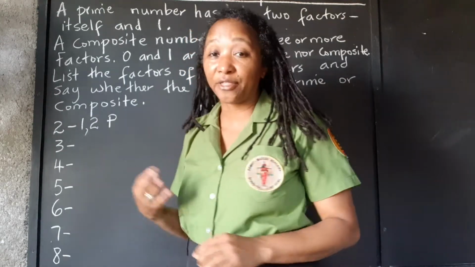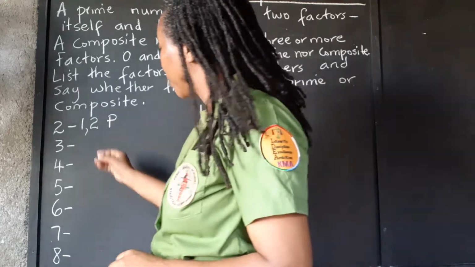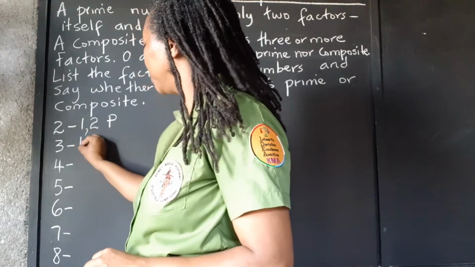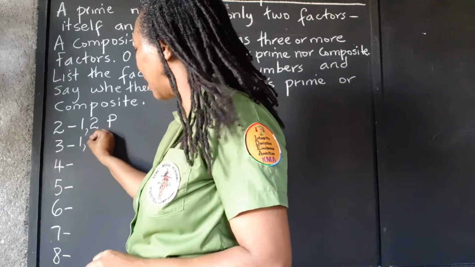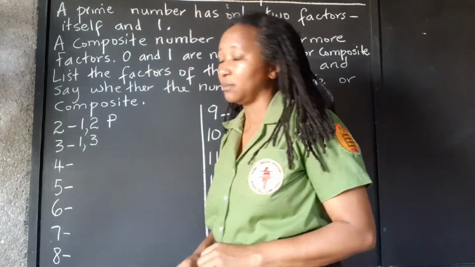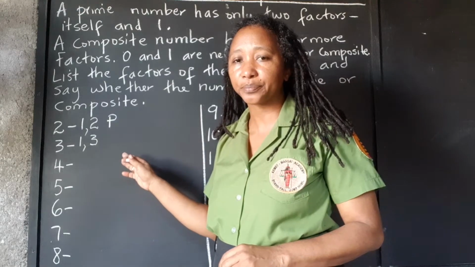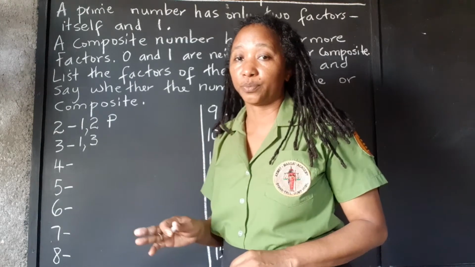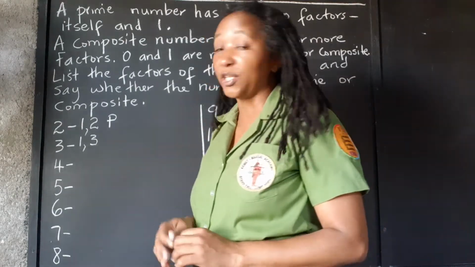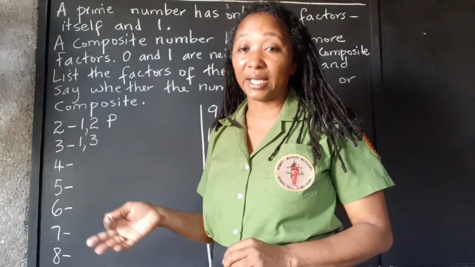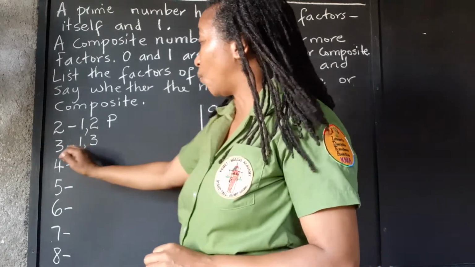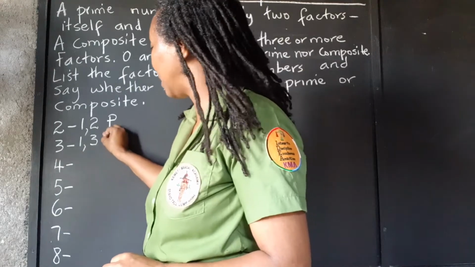So let's look at 3. What are the numbers that can go into 3? We know that 1 can go. We know that 3 can go. Can 2 go into 3 without leaving a remainder? No. Therefore, there are only 2 numbers that can go exactly into 3. That's 1 and 3. So 3 is also prime.